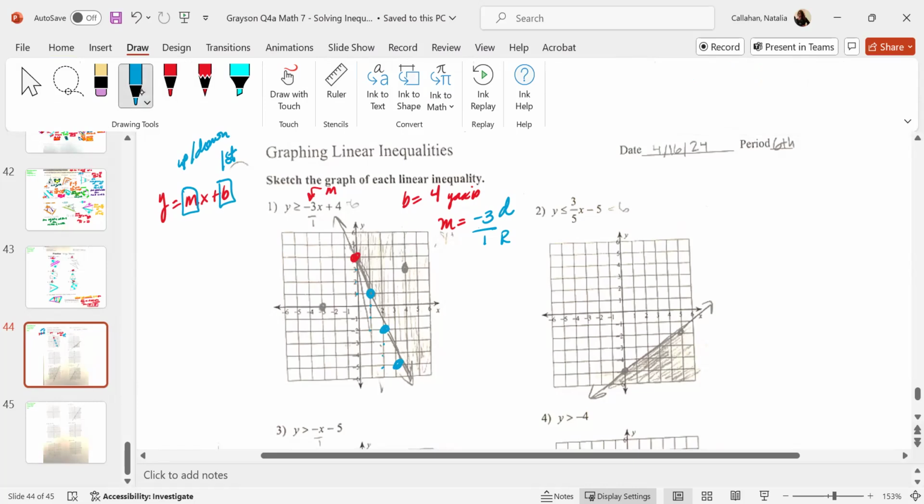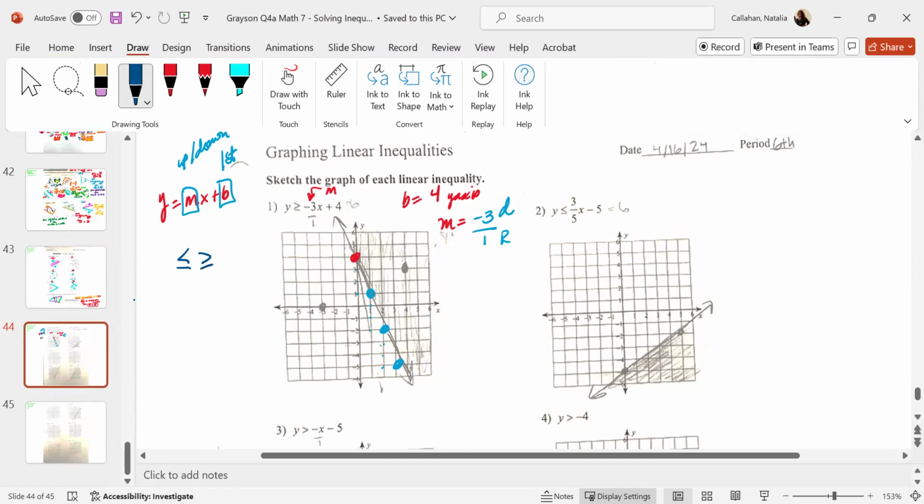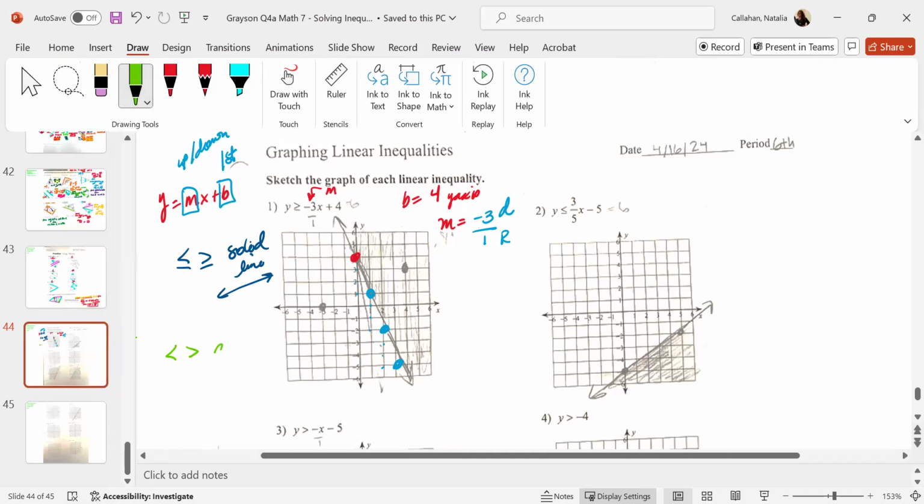Also, when you're doing this, look over here, please. If there's an equal sign, it is going to be a solid line. If it is going to be like this, it is a dotted line. Right? Okay. Then there is shading. So these are the rules for the line.